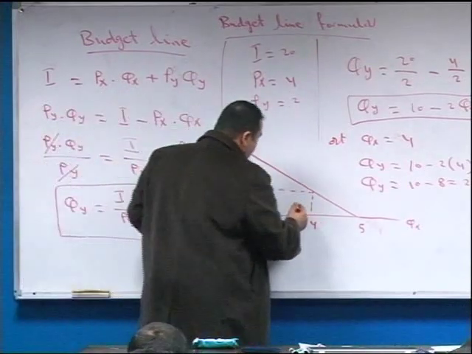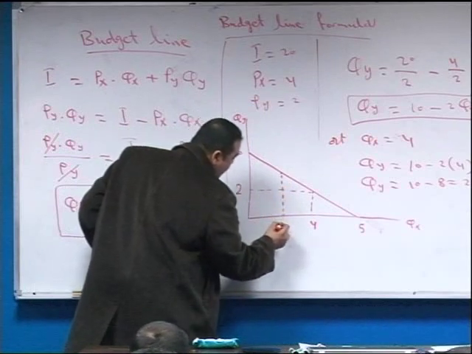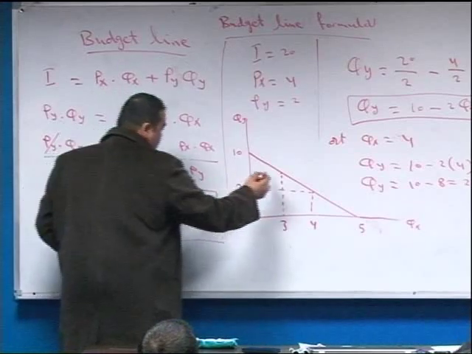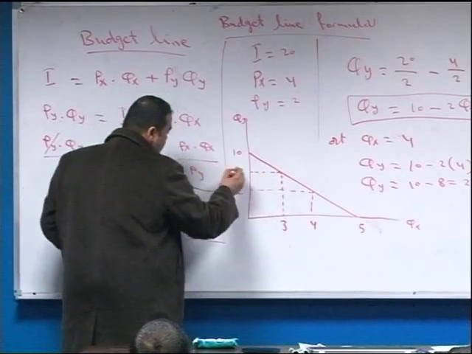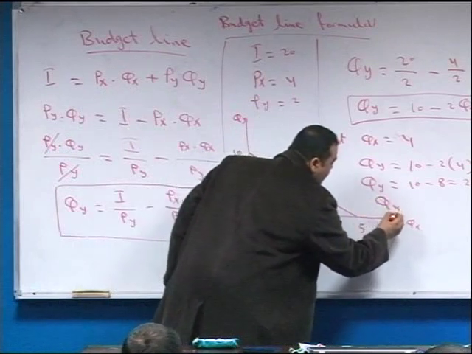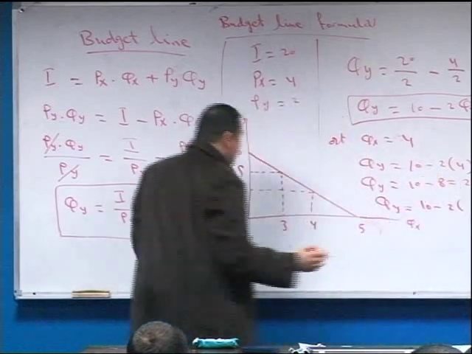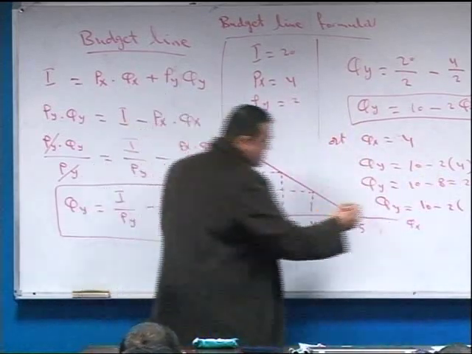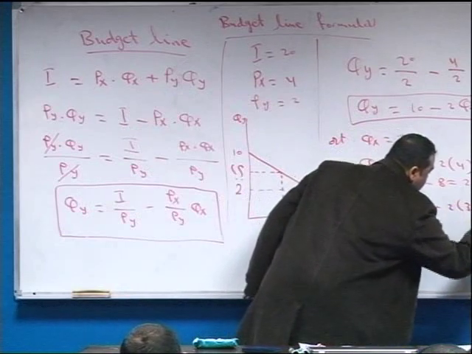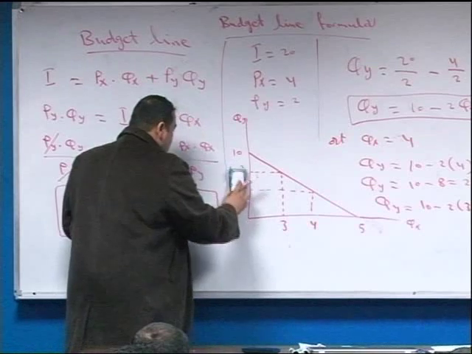At this point, suppose that the quantity of X was 3. How much is the QY? We have to use the same equation. QY equals 10 minus 2 times the new quantity of X, 3, equals 4. So in this case, it equals 4.